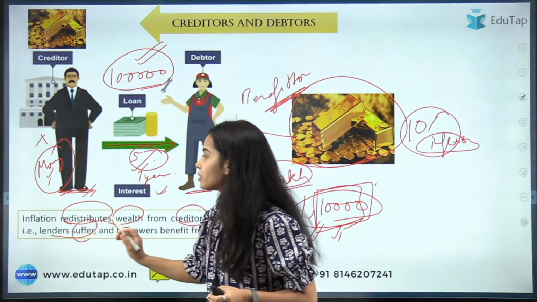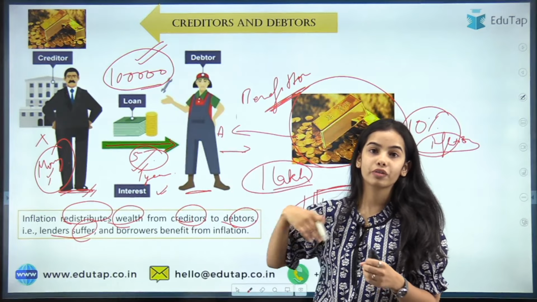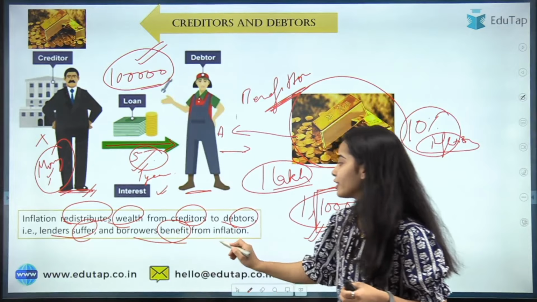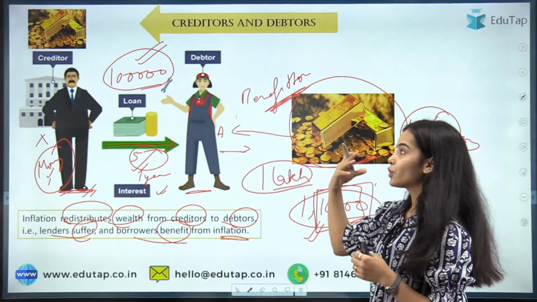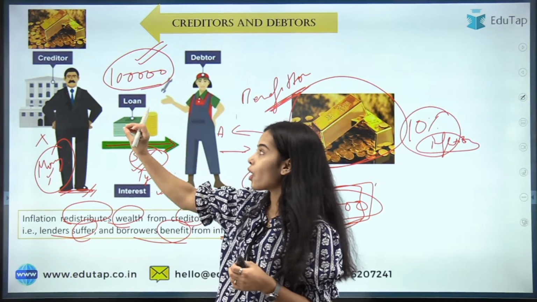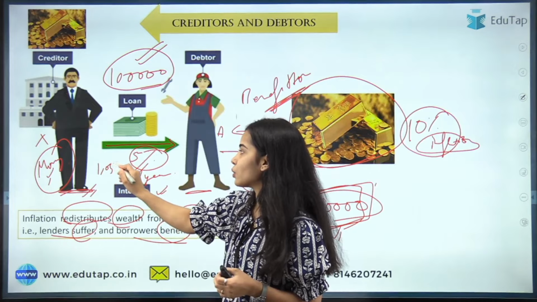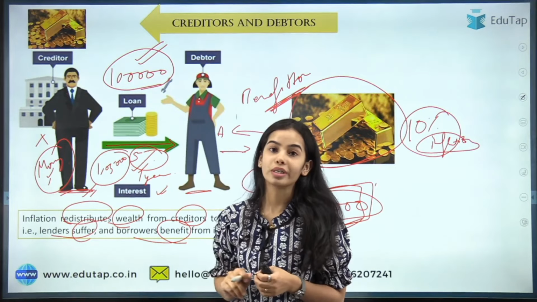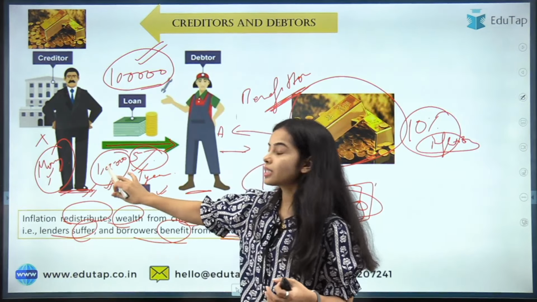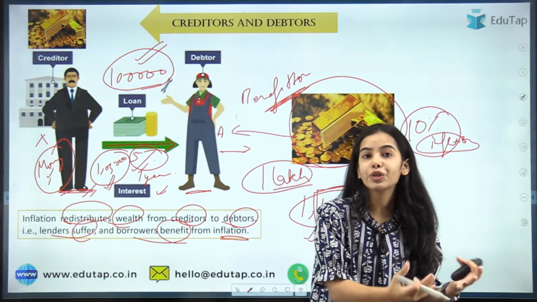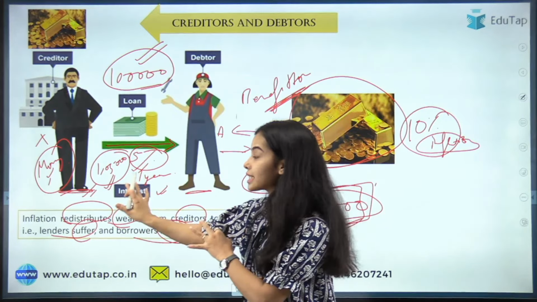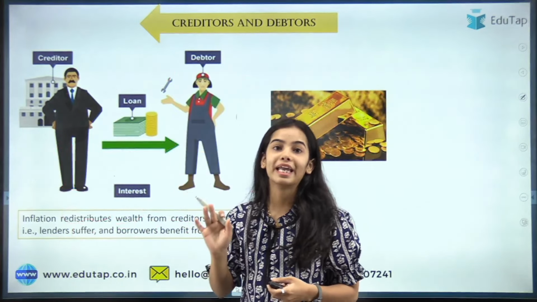Lenders have suffered from this kind of loan, and the borrowers have benefited from inflation. Okay, so due to inflation the creditor is losing because the value of money has been lost. Now the creditor that is getting 1,05,000 rupees cannot have the gold that he could have before. The bank would have used this money to buy a new factory, new machinery, a new computer. Now all of those prices have increased and with this same money the creditor cannot buy any of those.